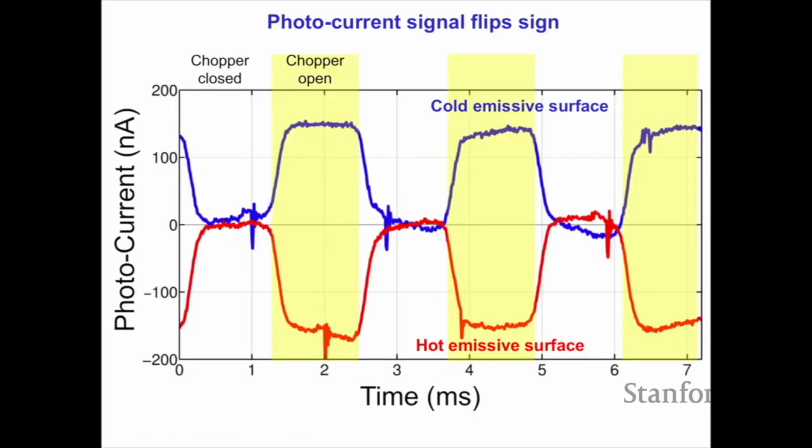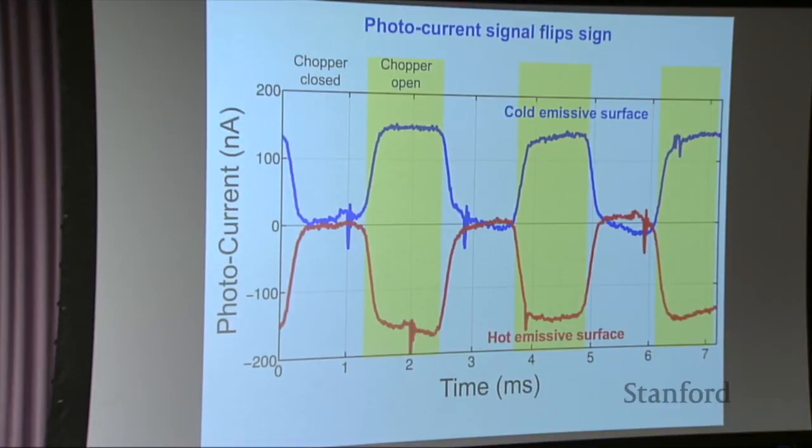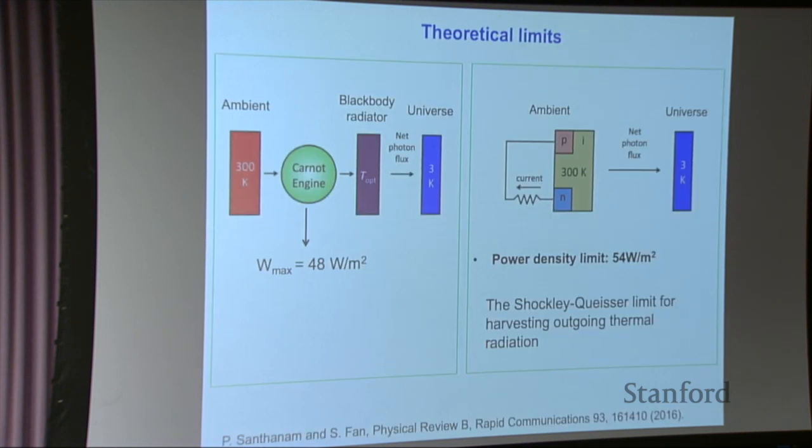And so here is the experimental result. When the blade is blocking the optical path, you have zero current. And when the blade is open, then you generate non-zero current, both in the hot emissive surface case, where the emissive surface has a higher temperature, and in the cold emissive surface case, where the temperature is lower. So in both cases, the diode indeed generates current, but the sign indeed flips, just like what we predicted theoretically.